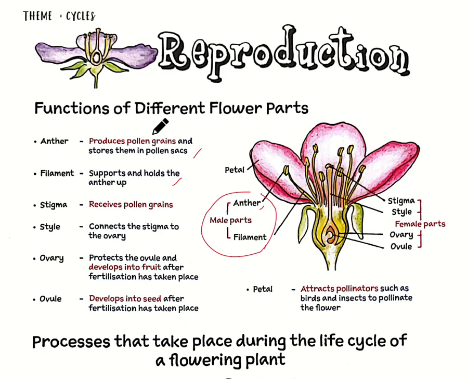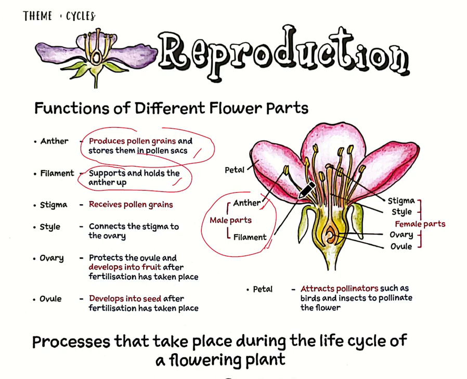Alright, for reproduction in plants, we have male parts and female parts. The male parts we call the anther and filament. The anther is the one that produces pollen grain. The filament is the one that supports and holds the anther up. So these are the male parts, A and F.